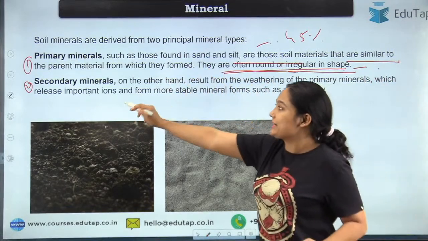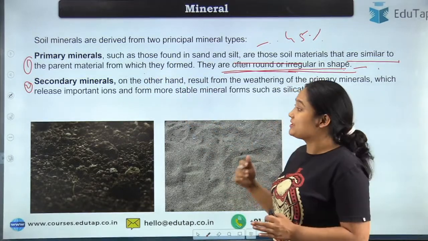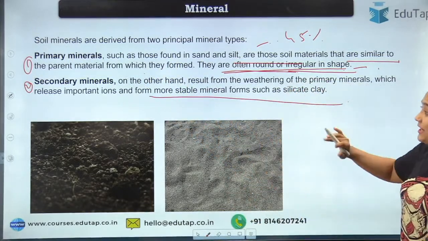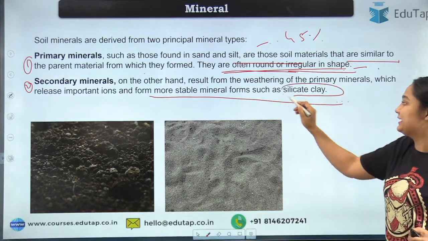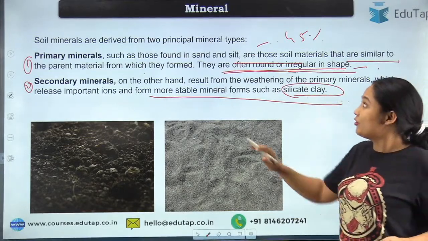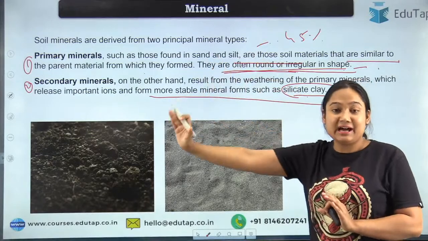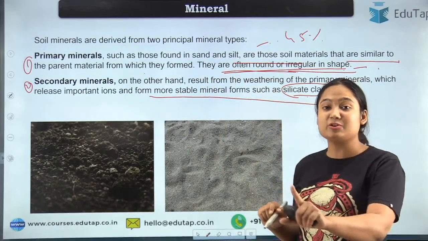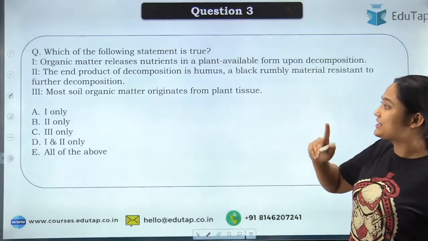Moving to the secondary, what will happen to the primary minerals? The process will go on and they will stabilize somewhat, and we will see such things as silicate clay. We will find such kind of structure. So that was about the mineral part. That is the largest part, 45% of the soil component. Moving to the next question now.